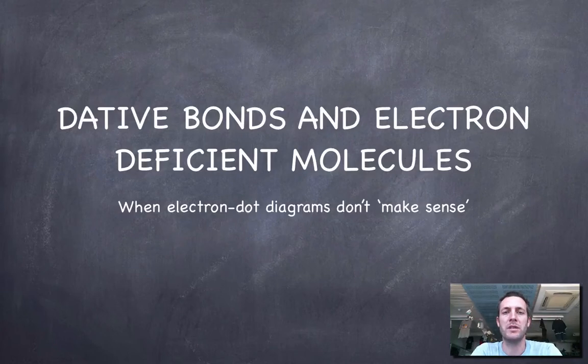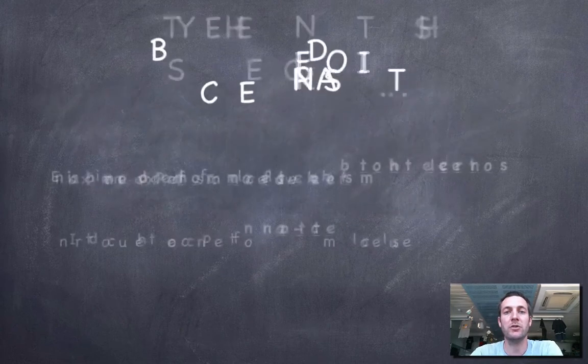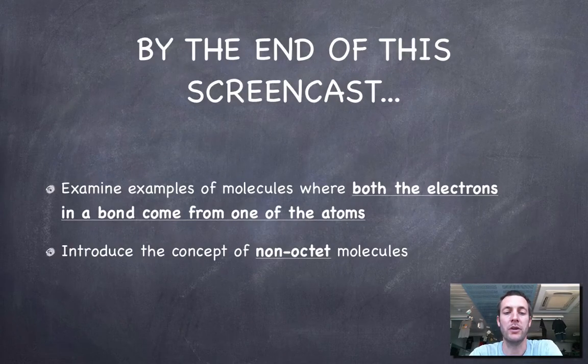Hello and welcome to this film about dative bonds and electron deficient molecules. Now hopefully you've just seen the film about drawing electron dot diagrams for covalent molecular substances. This film deals with molecules where those electron dot diagrams can seem a little bit odd.